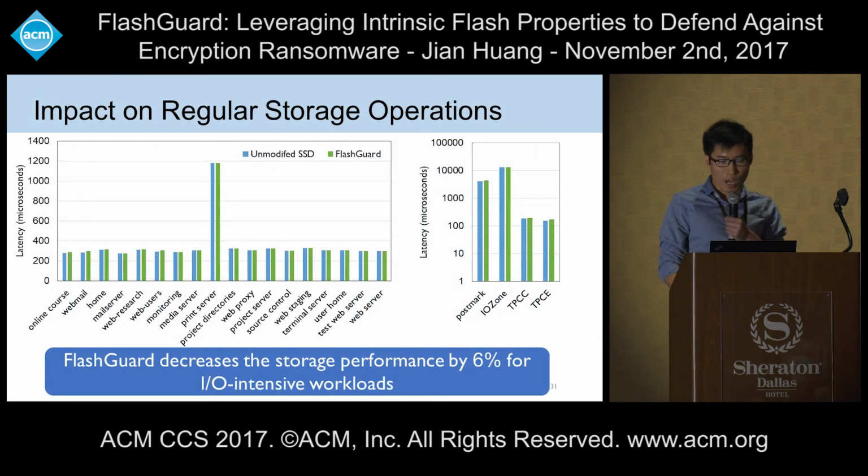Now let's take a look at how FlashGuard affects regular storage operations. As we can see, FlashGuard decreased the storage performance by up to 6% for IO-intensive workloads. This is because of 2 reasons. The first is that the size of the retained invalid pages is small. The second is that FlashGuard delays the garbage collection for the flash blocks that have retained invalid pages.